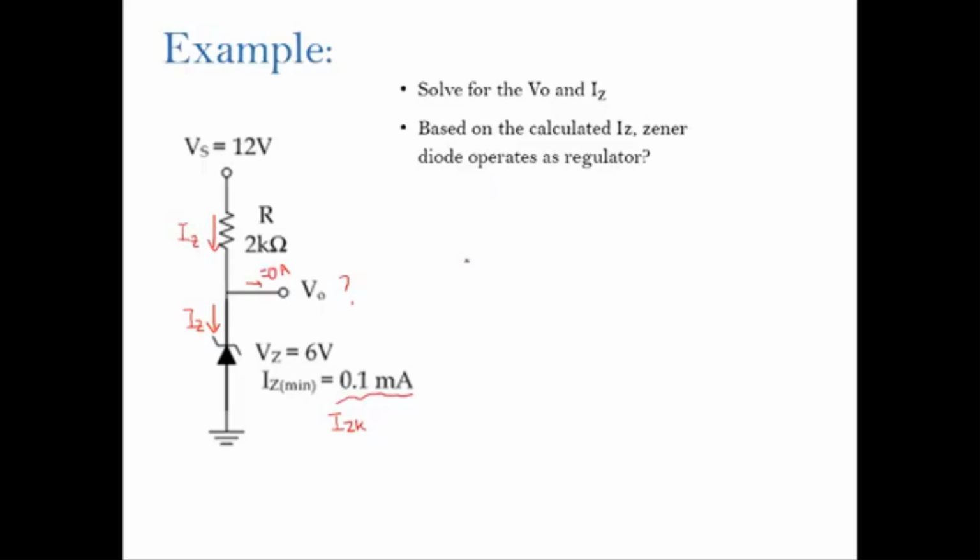So how we can solve this problem is we need to do the DC analysis. For DC analysis of a diode, you can use the equivalent model. For Zener diode, usually we use the ideal model. So the Zener will be replaced by a battery equal to 6 volt.